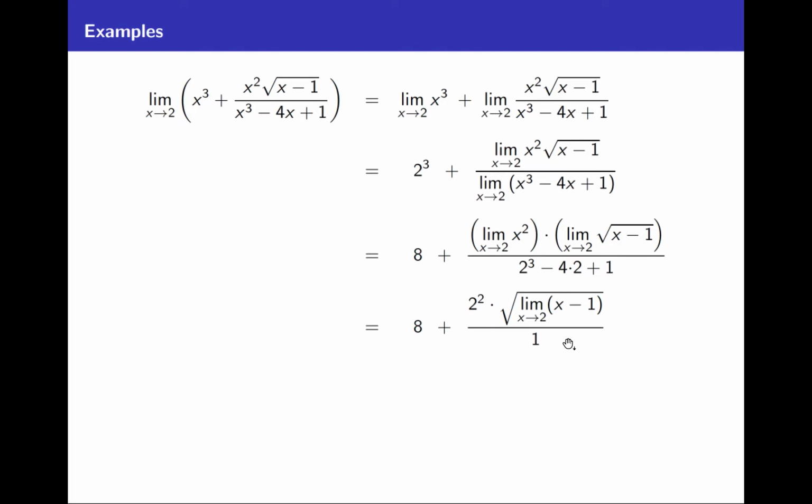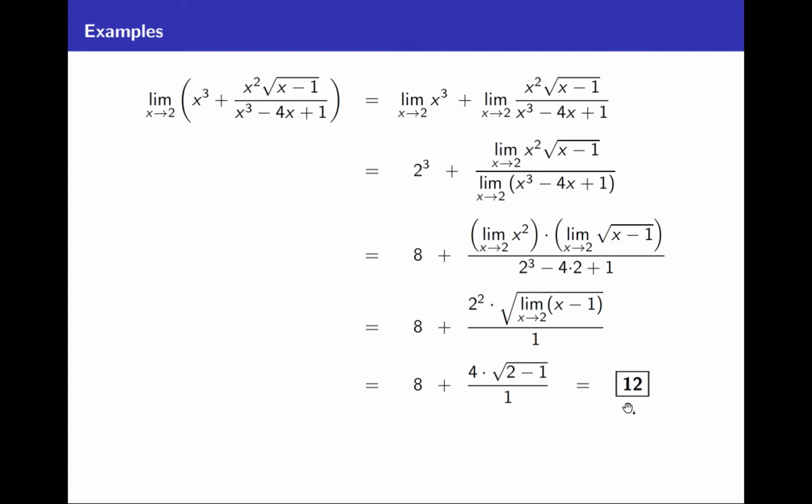And we're in a situation now where we have one more limit way inside the radical here, the limit as x goes to 2 of x minus 1. And x minus 1 is a polynomial, so we have a theorem that says we can just plug in the 2 to the polynomial. So we finally get our answer, 8 plus 4 times the square root of 2 minus 1, over 1, or 12.